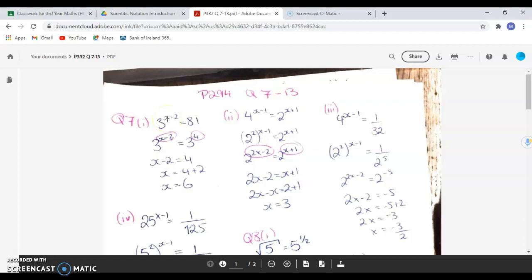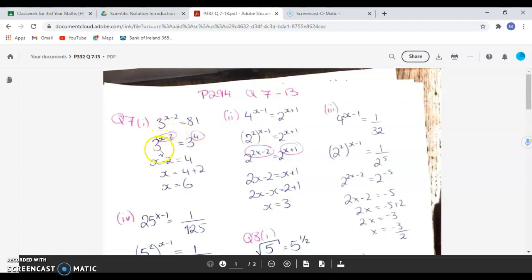So in question number 7, I'm going to have the same base on both sides. So I have 3 as a base. I'm going to use 3 as a base on this side as well, okay? So rewrite 81 with 3 as a base. So what will it be? It will be 3 to the power of 4. How do I know that? Well, I get out my calculator and I check 3 squared is 9, 3 cubed is 27. So 3 to the 4 is 81.